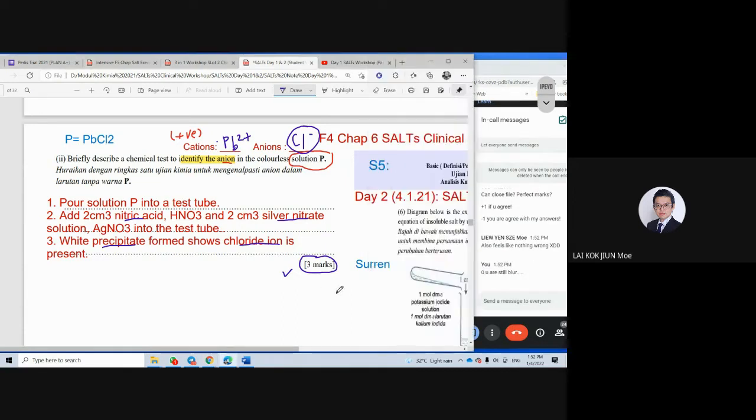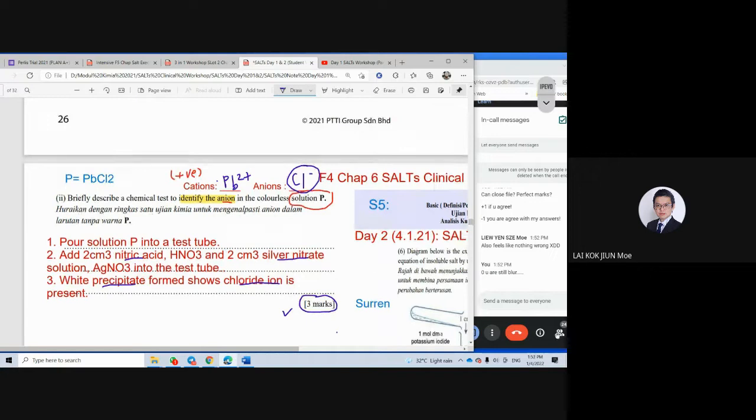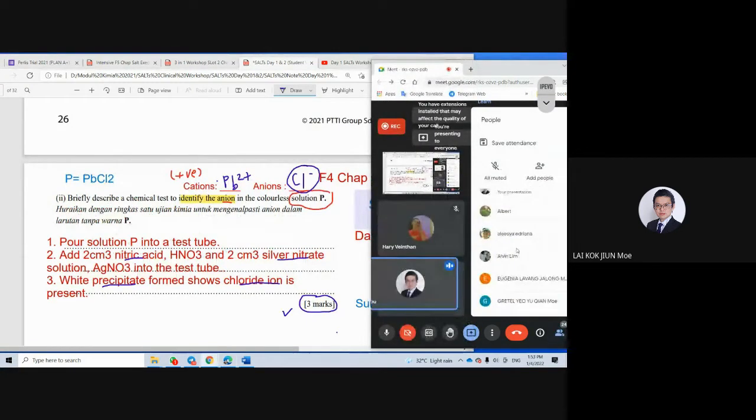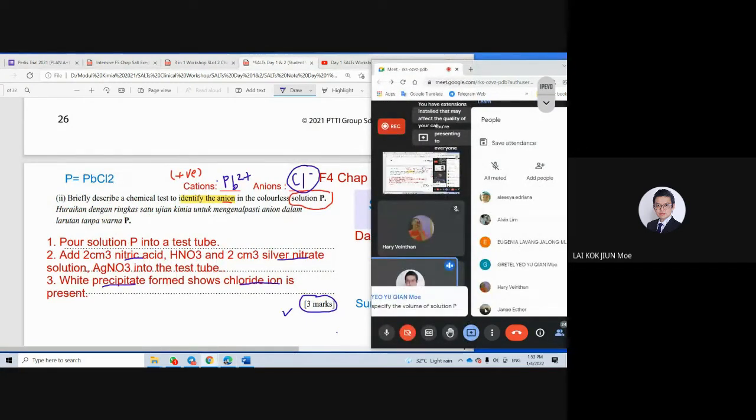Yanxi said nothing wrong. Good, Yanxi. So how about the others? We have so many experts here. Eugenia, Gretel, Harry, Jenny. Jenny, welcome. Okay, Jie and Jia-Yi. Jia-Yi, how do you think?